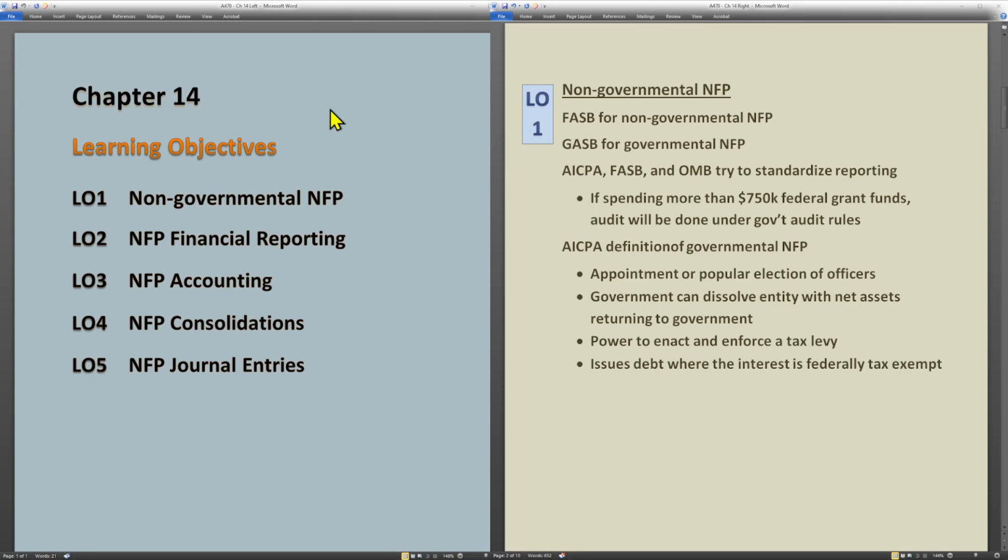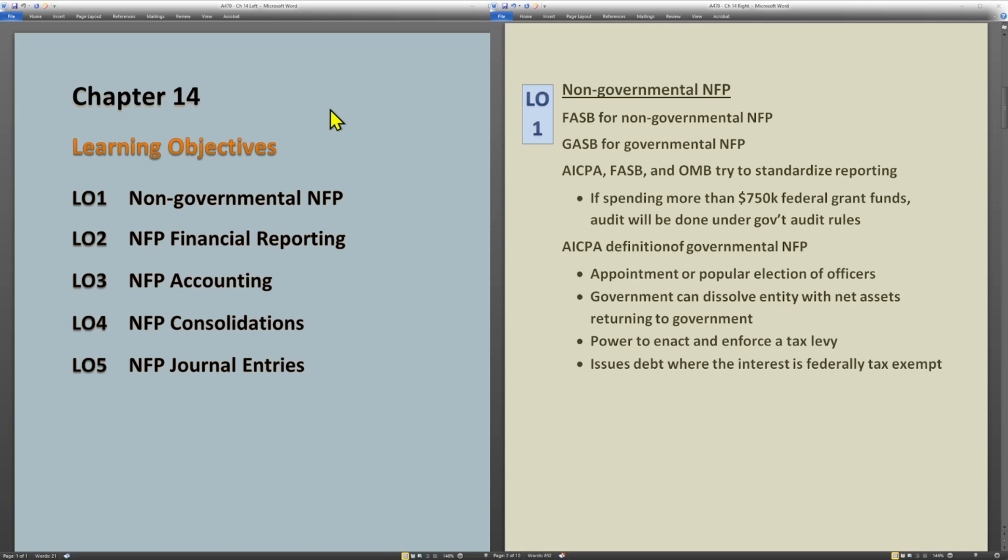Does this not-for-profit have the power to enact and enforce a tax levy? Meaning, is it like an independent school district, or a water district, or something else where it's been granted by government the ability to charge a tax that you cannot not pay, and therefore it raises its funds through taxation? So that would be a definition of a governmental not-for-profit.